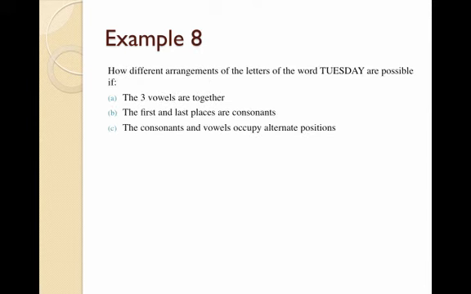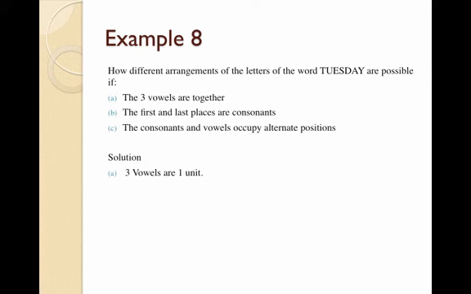Example 8 asks us, how many different arrangements of the letters of the word Tuesday are possible if A, the 3 vowels are together, or B, the first and last places are consonants, which means not vowels, and C, the consonants and the vowels occupy alternate positions. Let's look at A first.